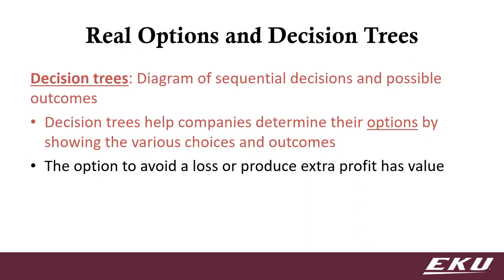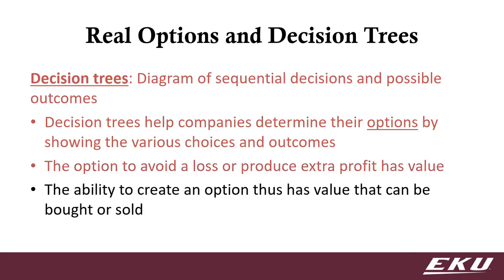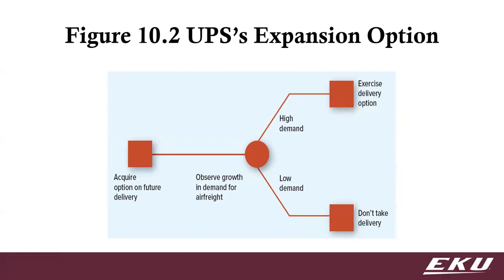And options have value, right? An option that helps me save money, an option that helps me make money, there's value to that, right? And since I'm creating this option, that's something that I can buy or sell, right? It has value. So we're going to look at an example of UPS expanding. They have an option, right? They acquire that option and they look to see, is there demand? If there is high enough demand, they exercise the option and they have this new cash flow. If there's low demand, they don't take the option, so they didn't do the initial investment. They waited to see, but they had the option in place.